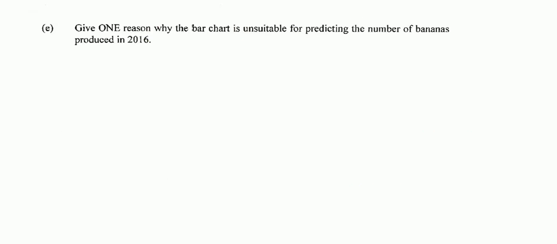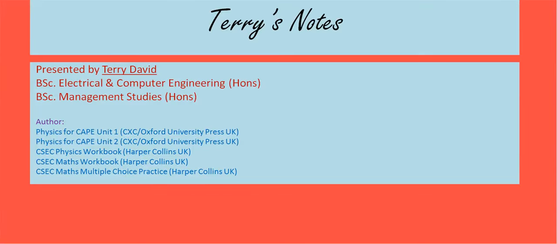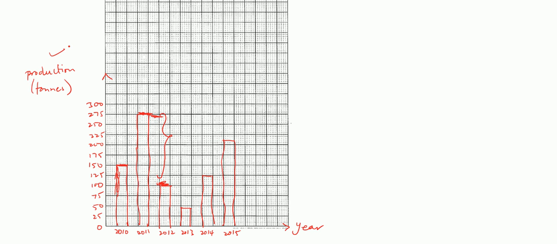And the last part: give one reason why the bar chart is unsuitable for predicting the number of bananas produced in 2016. Well, the bar chart does not give us an indication of an actual trend. Essentially, what the bar chart does is show us comparisons. It does not give us any information about trend beyond that period, 2010 to 2015. Therefore, the bar chart is unsuitable for predicting what will happen in 2016.